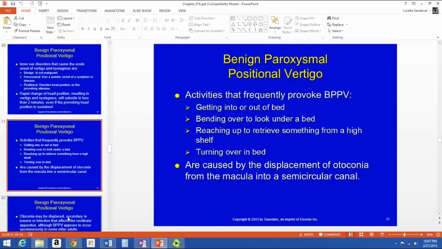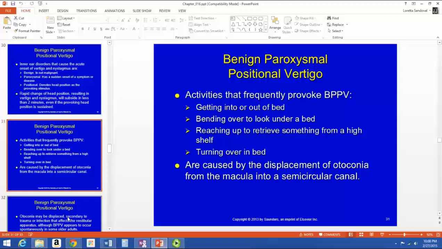A lot of times the activities that provoke it are getting in and out of bed, so you're going from horizontal to vertical, bending over to look under a bed, so you have that big head movement, reaching up to get something off a high shelf. That was one of my symptoms with vestibular neuritis, or turning over in bed, that rolling. So when you think of the semicircular canals and all the different ways they go, a lot of those are affected. Getting in and out of bed, you're hitting one of them. Bending over, you're hitting another one of them. Reaching up, you're hitting one. And turning over, one of the semicircular canals.